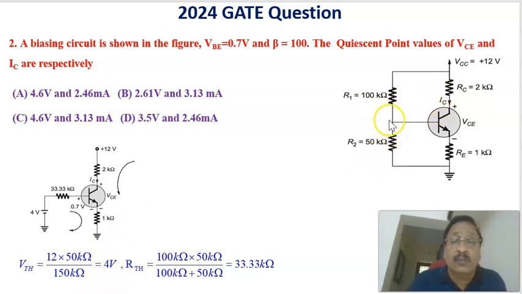Therefore, the voltage at this point is taken as VTH, the Thevenin's equivalent voltage, and the corresponding resistance RTH is given by these two in parallel. Therefore, 100 and 50 kilo ohms are in parallel: 100 into 50 divided by 100 plus 50, or 33.33 kilo ohms. Therefore, this is the equivalent circuit from the input side, with VTH equal to 4 volts and RTH equal to 33.33 kilo ohms. And now this is the input side.